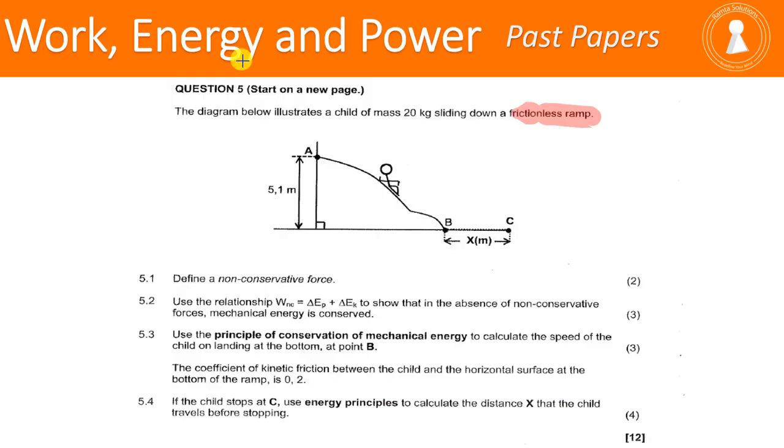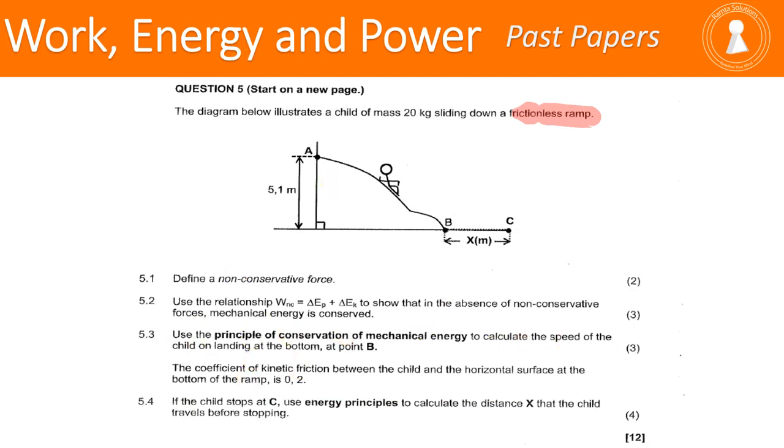Now, let's go to 5.3. It says, use the principle of conservation of mechanical energy to calculate the speed of the child on landing at the bottom at point B. It's a new question, so this question ends here.